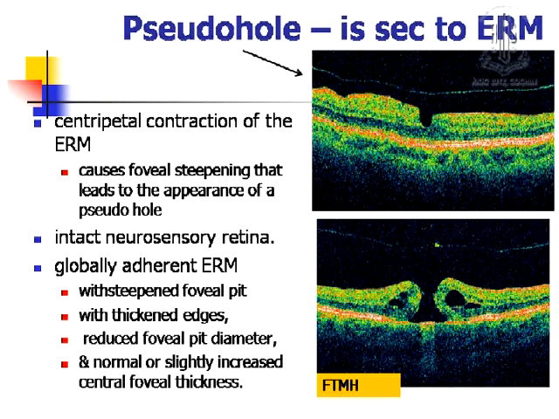The pseudo hole what we see is secondary to ERM, and the characteristic is that because of the centrifugal contraction of the ERM, it causes steepening of the contour of the fovea, which leads to appearance of a macular hole clinically. This is actually not a macular hole and should not be touched by surgery at all. The neurosensory retina here is intact, but there is a globally adherent ERM.